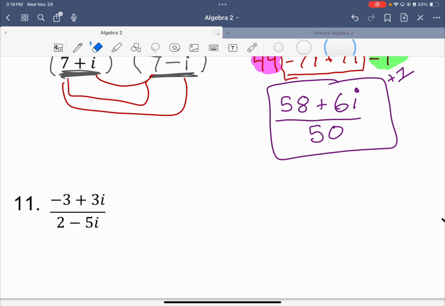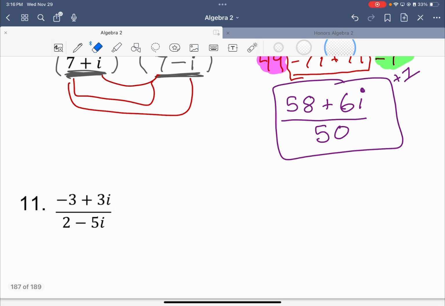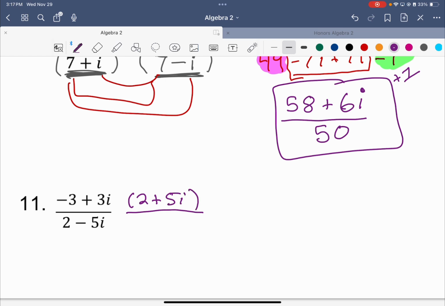What do I multiply by? So we've got negative 3 plus 3i over 2 minus 5i. What am I going to multiply by? 2 plus 5i. Leave the 2 alone. Change the symbol to plus 5i. Finish it. See what you get.